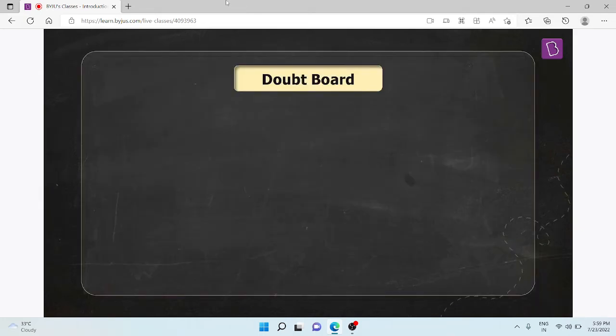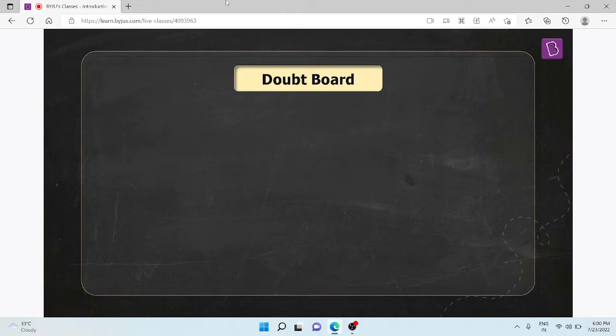Students, time for the doubt board now. So if there is anything you want to ask, any queries, any doubts, you can ask now. Students, today's session is the last session of this chapter, Introduction to Trigonometry. So if you want to ask anything from this whole chapter, you can ask today, because in the next session, we will discuss the next chapter. Thank you so much, Shreya. Thank you so much, Shanvi.